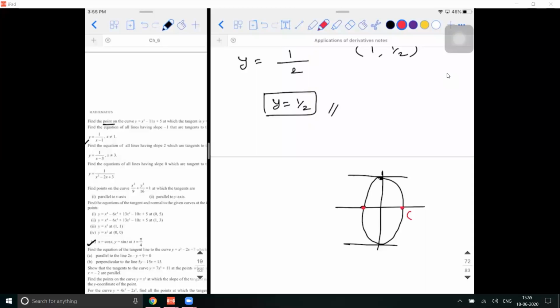So what are these coordinates? 0,9... sorry, on the x-axis, 3,0 and minus 3,0. Similarly, what are these points? 0,4 and 0,-4. The diagram is telling us that the points on the curves at which the tangents will be parallel to the x-axis will be 0,4 and 0,-4. We will try to prove it mathematically.